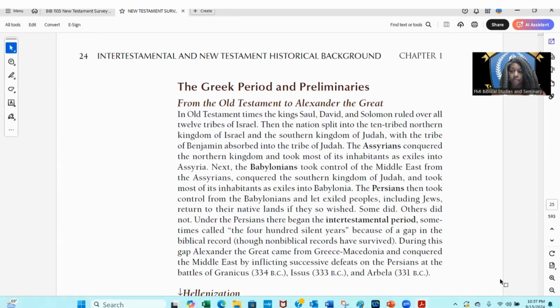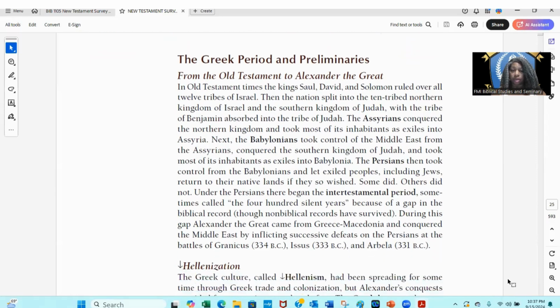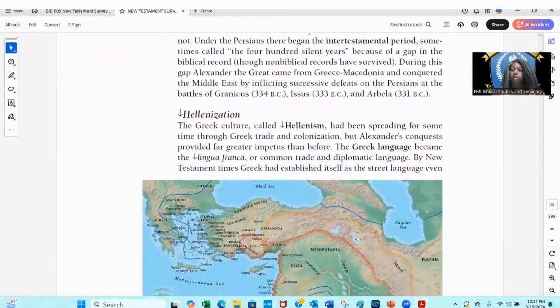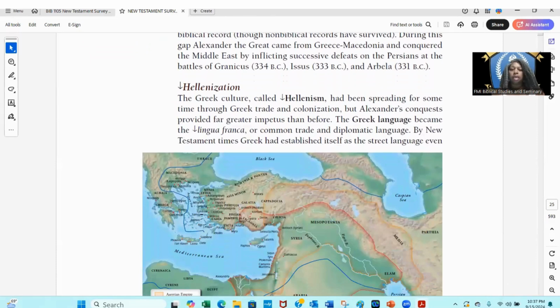Then if you wanted to, with your students, talk about Alexander the Great, I believe there's something in here about who he was. He was a conqueror. And this part right here talks about who he is, right? The Hellenistic period, Greek culture called Hellenism. The Greek culture is also called Hellenism, and it had been spreading throughout Greece during that time. But Alexander's conquest provided far greater impetus than before. The Greek language became the lingua franca, or the common trade language. It became the main language. You can reword this simply.